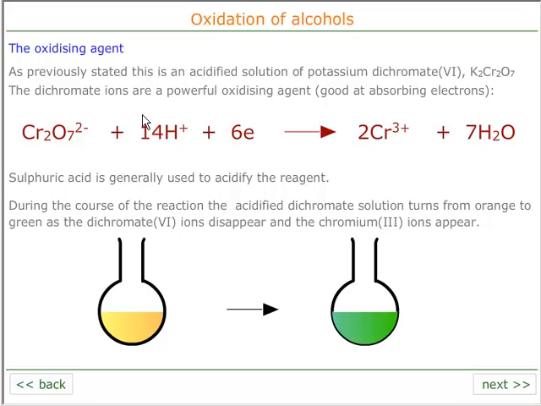If we have a look at the oxidizing agent that's normally used, it's potassium dichromate(VI) in acidic solution, and this is the equation for the reaction here. Dichromate ions pick up 14 hydrogen ions and 6 electrons, and become chromium 3+ ions and 7 water molecules. So this is balanced in terms of particles and in terms of electrons. It's quite a useful reaction because we can actually see the colour change as the dichromate gets reduced to chromium 3+. It turns from orange to green.